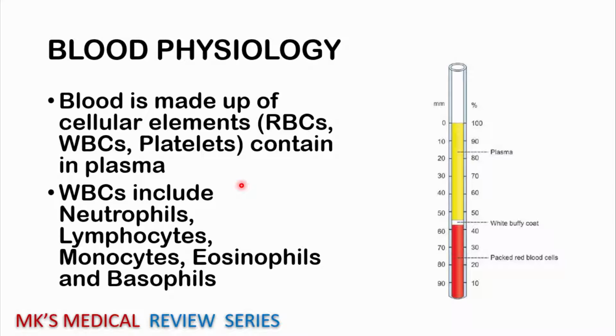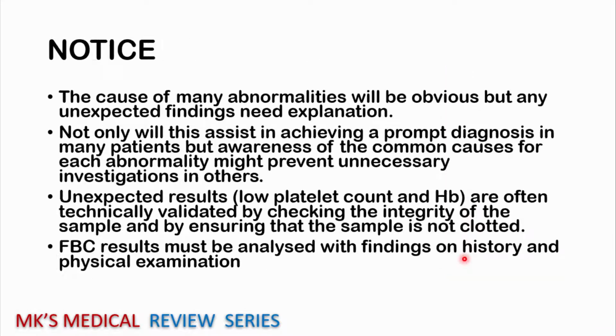Then remember that blood is going to be made up of cellular components, so red blood cells, white blood cells, and platelets that are going to be found in plasma. And this plasma is going to be accounting for 55%, while the white blood cells about 4%, and the red blood cells about 40 to 45%. And remember that the white blood cells could further be divided into neutrophils, lymphocytes, monocytes, eosinophils, and basophils.